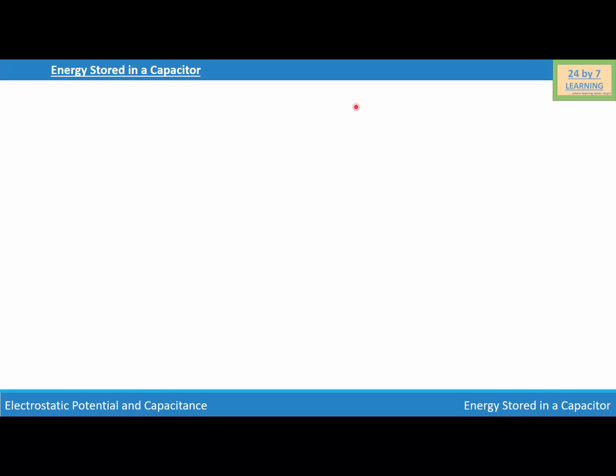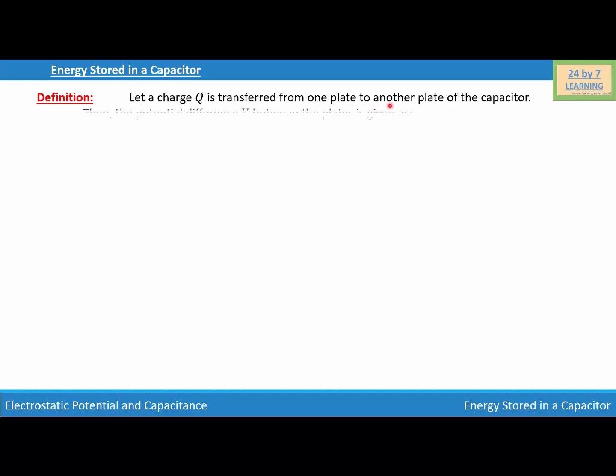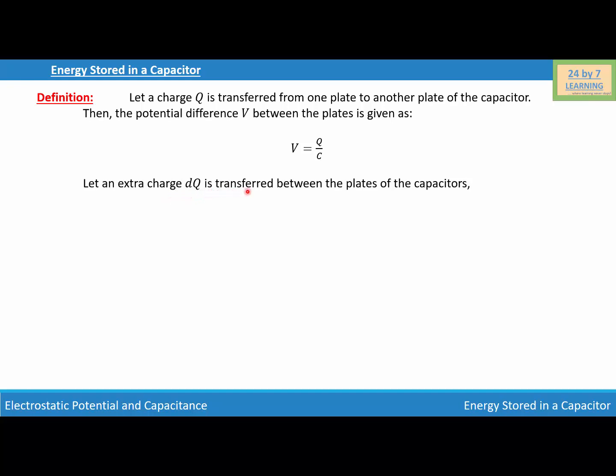Energy stored in a capacitor. Let a charge Q be transferred from one plate to another plate of the capacitor. Then the potential difference V between the plates is given as V is equal to Q over C. Let an extra charge dQ be transferred between the plates of the capacitor.